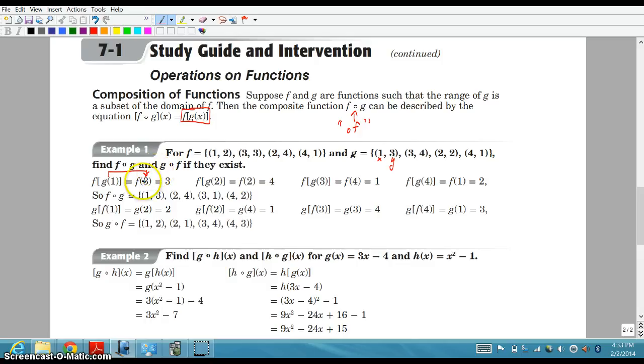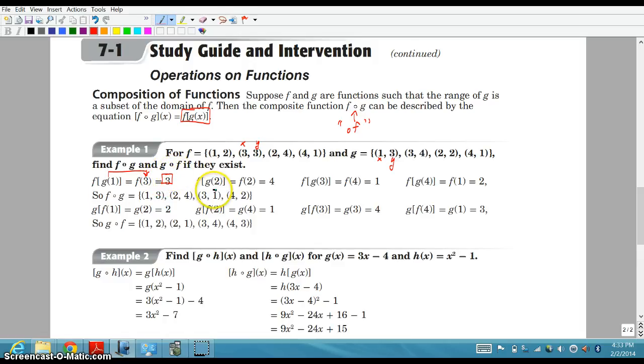And then you go ahead, looking now at f of 3, identifying your f function, particularly the x value of 3. What is the y value? Well, the y value is 3. So the answer to f of g of 1 is 3.